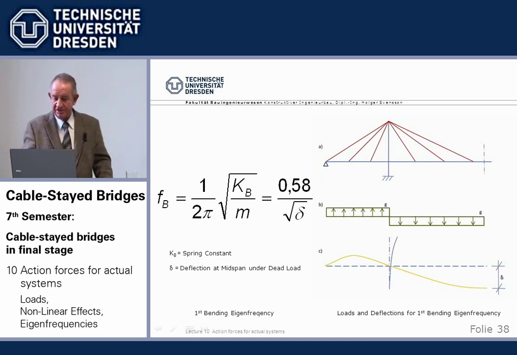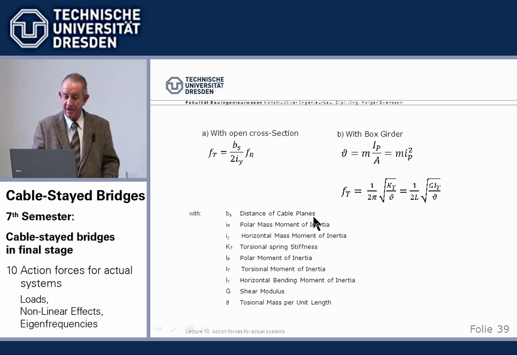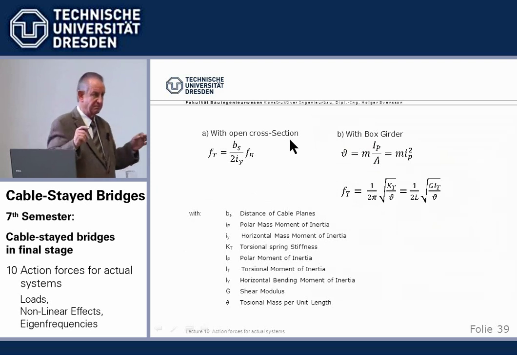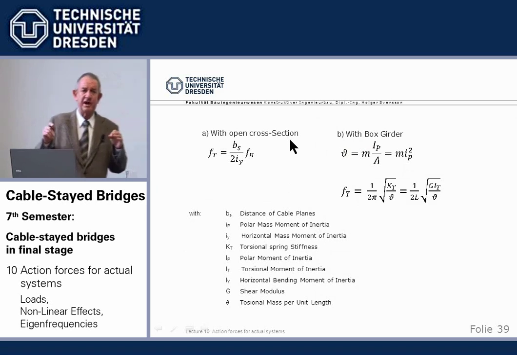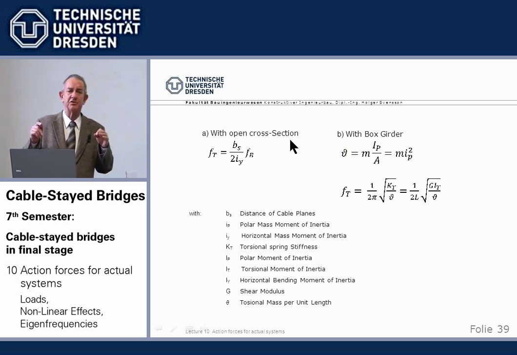Okay, so with delta, the bending frequency is a constant divided by the square root of delta. And then the torsion, which is maybe even more important for aerodynamic stability, the torsional frequency.